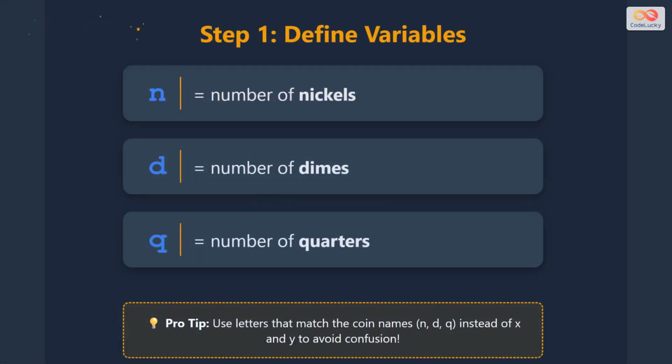The first step in solving any word problem is defining your variables. Instead of using generic letters like x and y, I highly recommend using letters that match the object. Use N for the number of nickels, D for dimes, and Q for quarters. This makes it much easier to remember what your answer represents at the end of the problem.